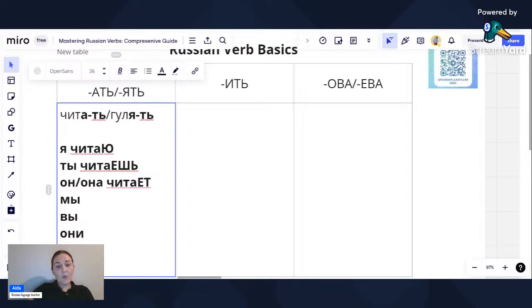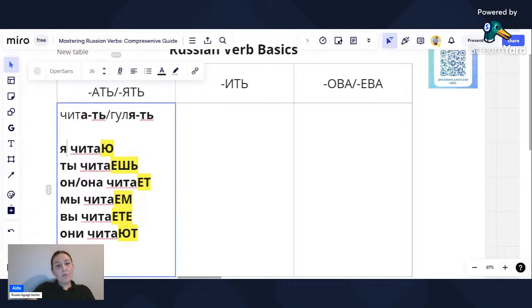Мы, we are reading or we read. Мы читаем. Вы, you, polite or addressed to a group of people. Вы читаете. And for plural, they read or they are reading. Они чита, we also use this part, and then we use the ending for plural: читают. Look, for the first group, we use the endings ю, ешь, ет, ем, ете, or ют for plural.